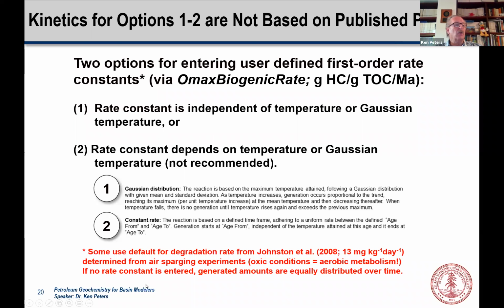Some interpreters use the default for degradation rate from a paper by Johnston et al., which is about 13 milligrams of carbon per kilogram per day. Those are from laboratory experiments, and unfortunately, this may not be the best degradation rate to assume here, because these are based on air sparging experiments. Well, air sparging means they're adding oxygen to these laboratory cultures, and that means that the organisms doing the degradation of the organic matter are aerobes. They're not anaerobes like the methanogens. So if no rate constants are entered, the generated amounts are equally distributed over time. This may be a little bit dangerous assumption here.